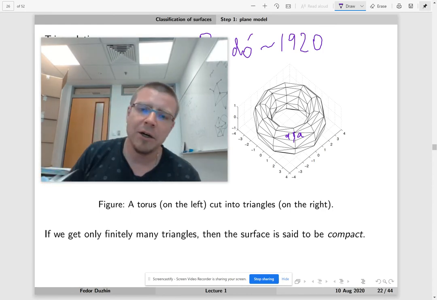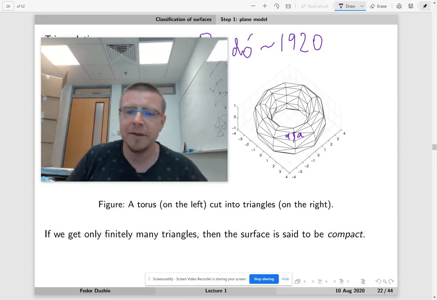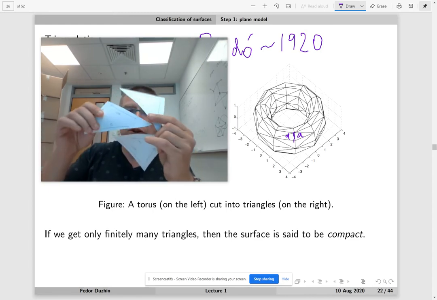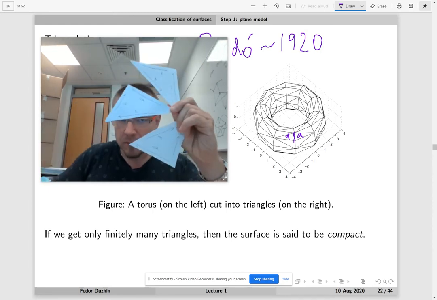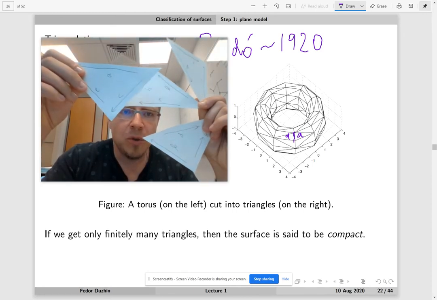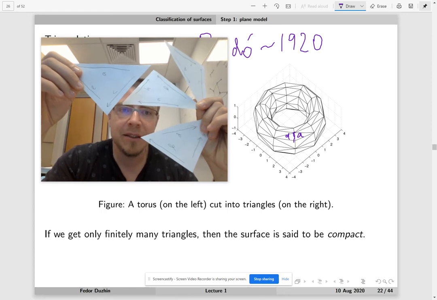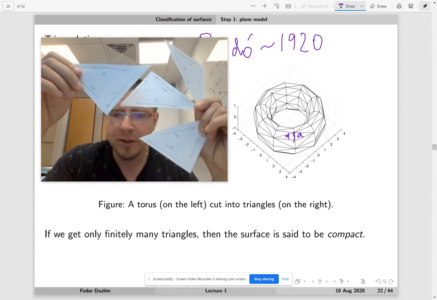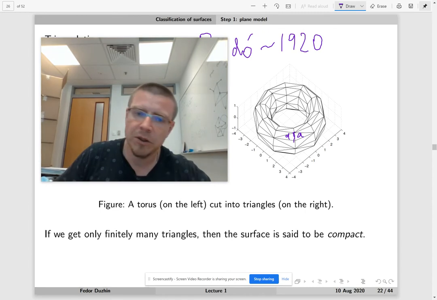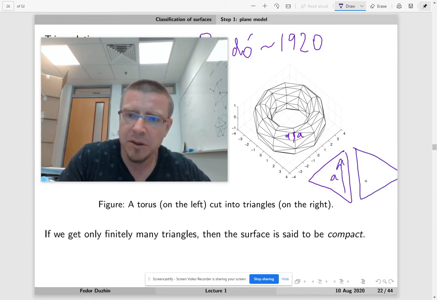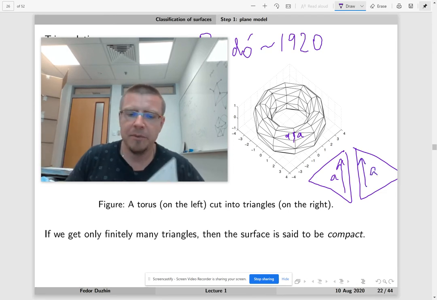After we cut our surface into triangles and scatter them around, what we get is a collection of triangles with arrows and with some kind of labels indicating how they are to be glued back together. Basically, if we have a triangle with label A here and another triangle with A, then we should be able to glue them back together.